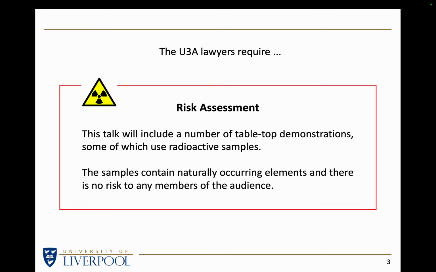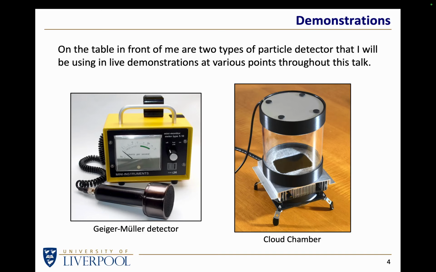So just to make it clear, the U3A lawyers insist that I say I do have some radioactive samples on the front bench here. I'm going to use those in a demonstration shortly. But the radioactive samples are just naturally occurring elements. And at the end of the demonstration, I'm going to put those away to one side and invite you to take a closer look, if you so wish, at whatever's going on the front table. In front of me, I have a Geiger counter, which is currently clicking, and I have the cloud chamber. And I'll be explaining how those allow us to see or hear charged particles in due course.